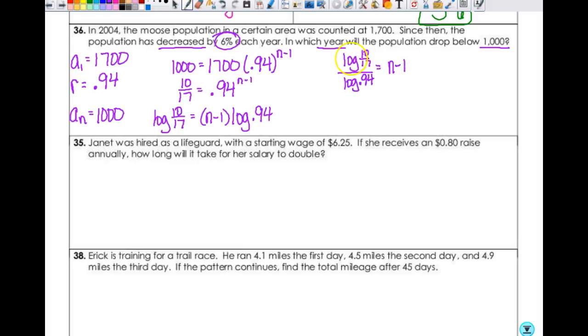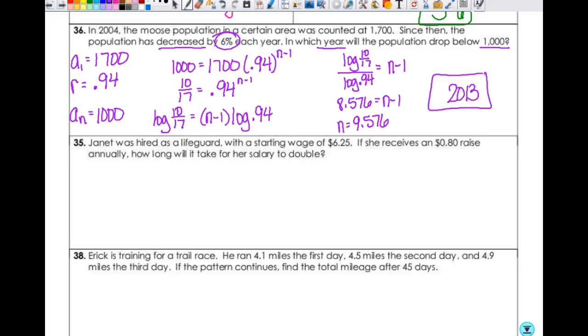So we'll go ahead and calculate this. And that's going to give you 8.576 equals N minus 1. So N is equal to 9.576. So that means that it's going to take about 9.5 years for it to drop below 1,000. So if I add that 9.5 years, that means it would be about halfway through 2013. And it just says in which year, so the answer is 2013.